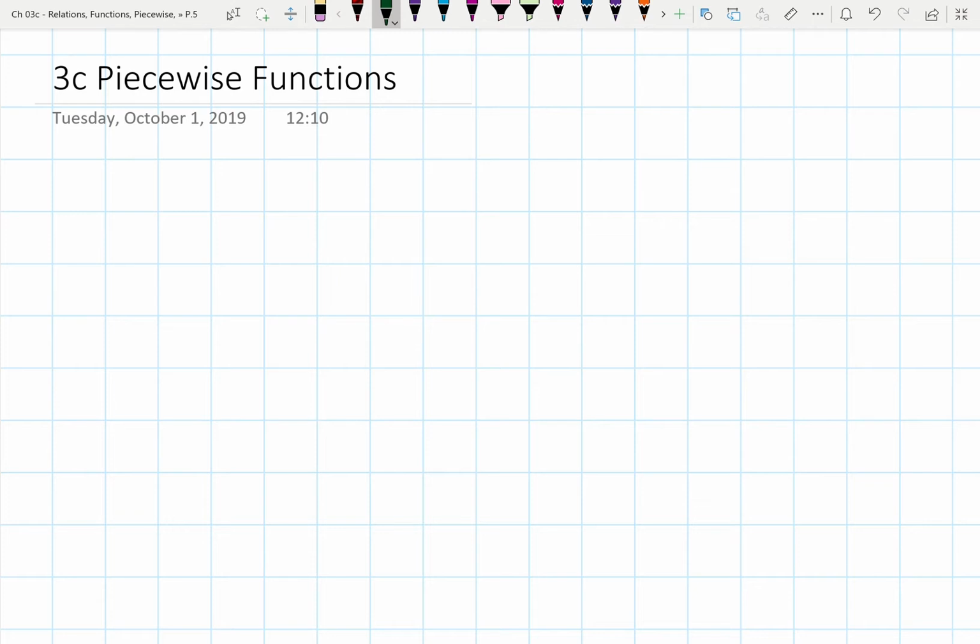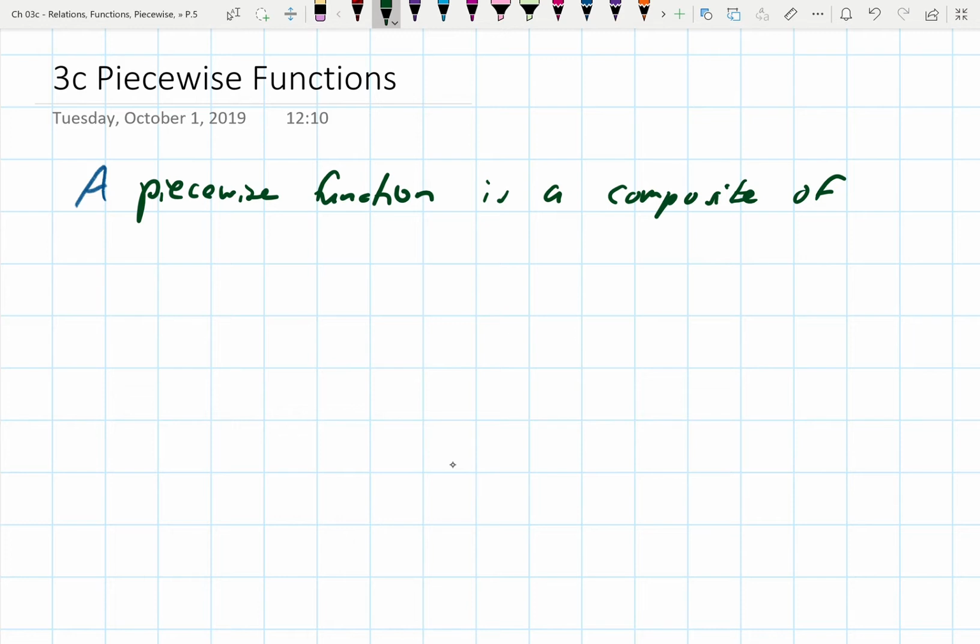So oftentimes it becomes necessary to define a function as what we call a piecewise. And what we mean by that is a piecewise function is a composite. We've seen composites before where we bring multiple pieces together. It is a composite of multiple functions.